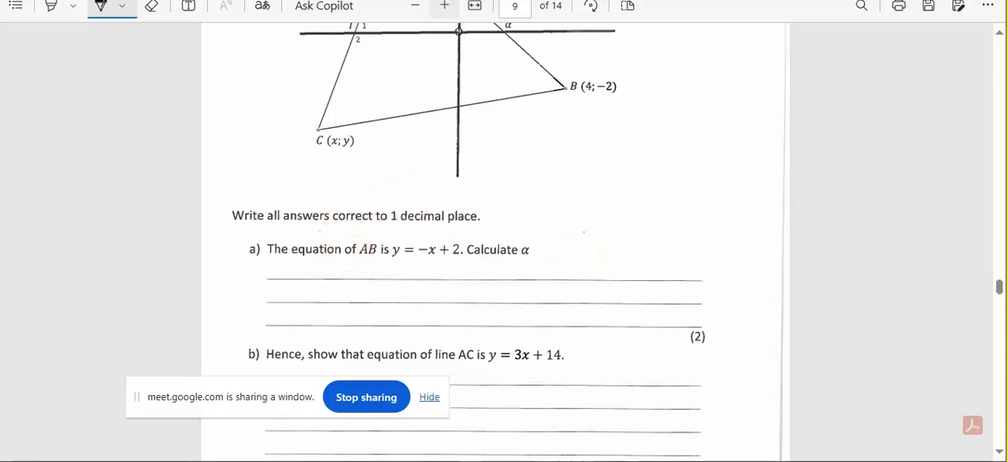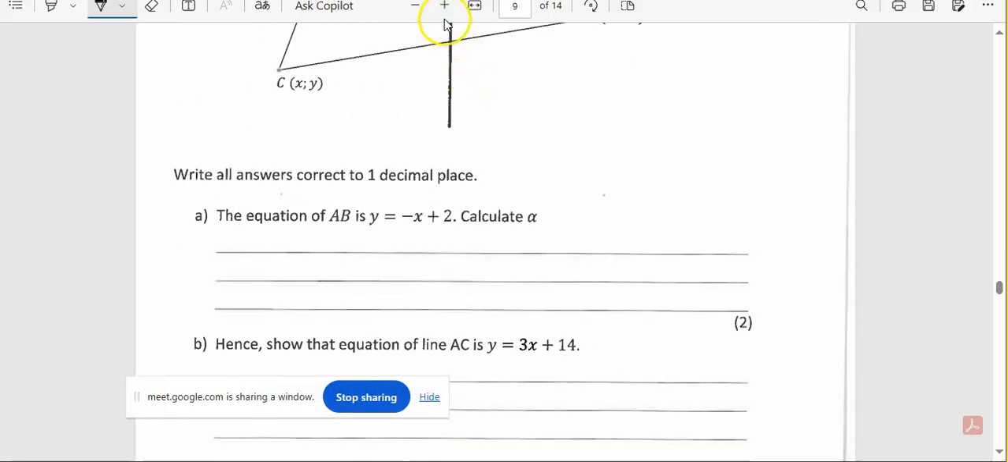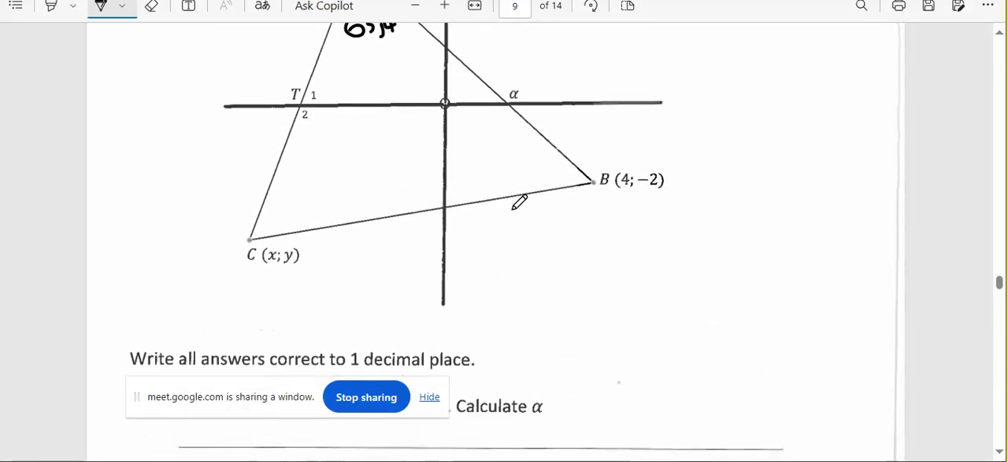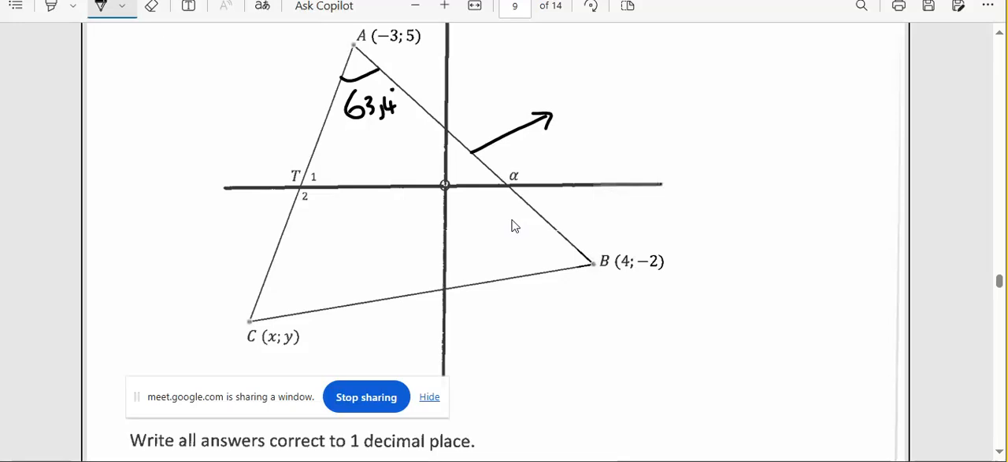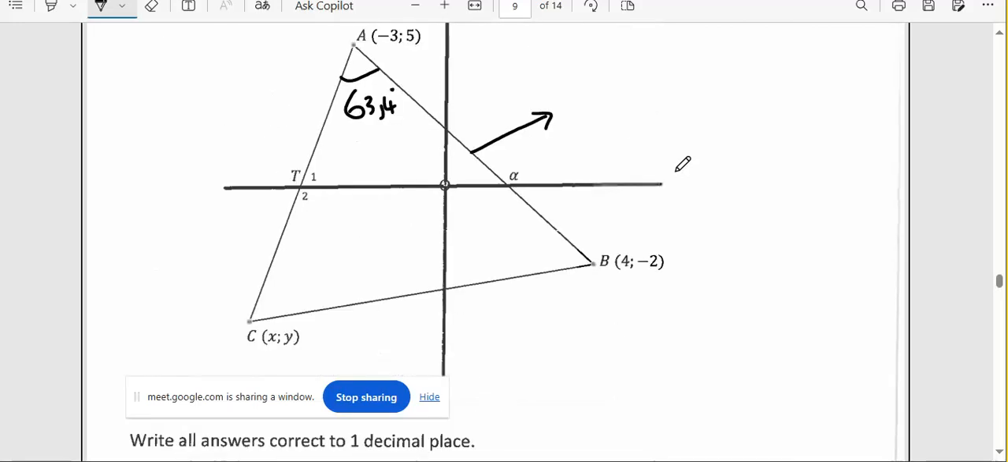Question 1. They say that on question 1, write all the answers corrected to 1 decimal place. They say we are given the equation of AB as minus x plus 2. Calculate alpha. Right. So, let's check the equation of AB. We are given the equation of this line. They say the equation of this line is y is equal to minus x plus 2.